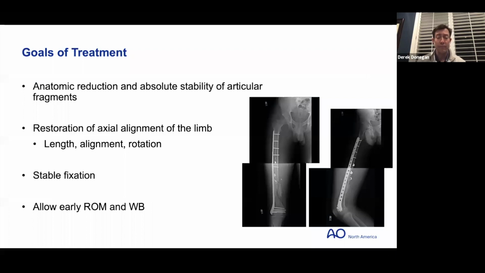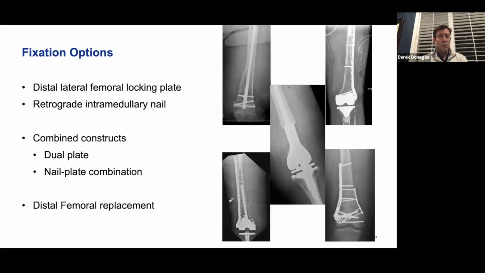Goals of treatment, just like anything else: for the articular injury, if there is one and there's not a joint that's replacing it, is to get an anatomic reduction and an absolutely stable construct for articular fragments. For the shaft and for the limb itself, we want to restore length, alignment, and rotation, make sure we're getting that right so the joints below and above are lining up appropriately, that we get stable fixation, and allow for early range of motion and possibly early weight bearing as possible. So how do we do this?